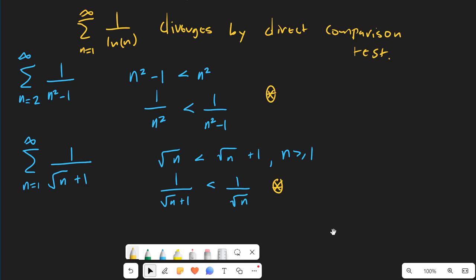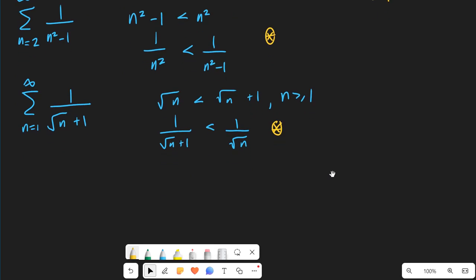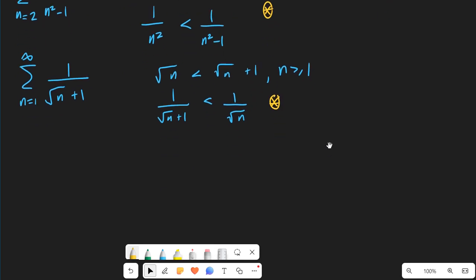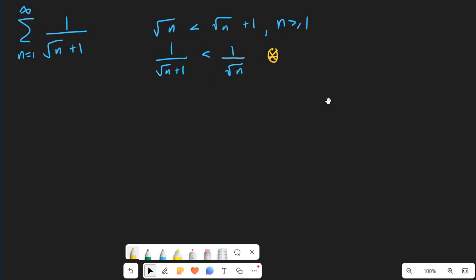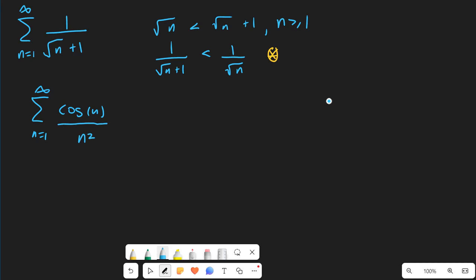Now, what I would like to do is end with a direct comparison that is not going to be as involved. Let's say that you have a nice series, n equals 1 to infinity, of cosine of n divided by n squared. If you were to expand it, you would get cosine of 1 divided by 1 squared plus cosine of 2 divided by 2 squared, and so on.